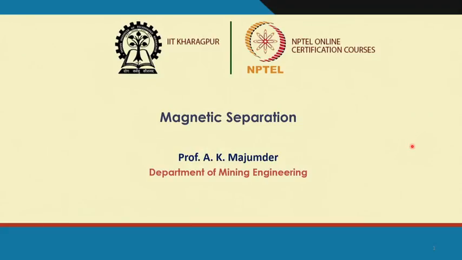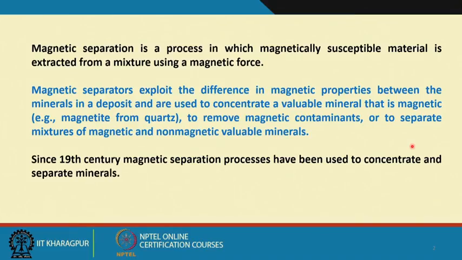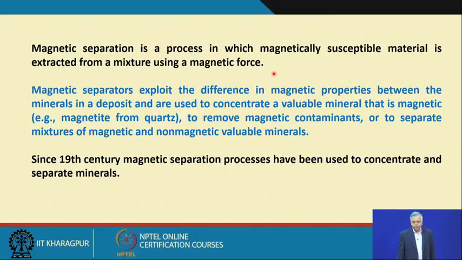Hello, welcome. So, we will briefly discuss another topic of separation based on physical property differences, that is called magnetic separation. This magnetic separation is a process in which magnetically susceptible material is extracted from a mixture using a magnetic force. That means, if I have a mixture of magnetic and non-magnetic particles, the particles which are susceptible to magnetic force and the particles which are not, are separated using a magnetic field.